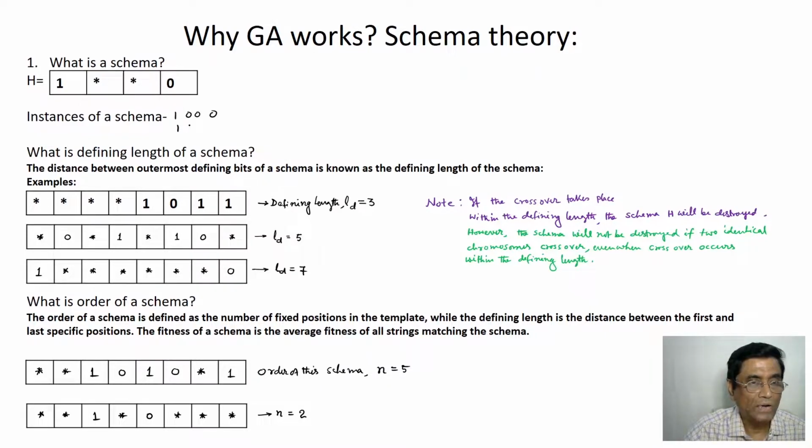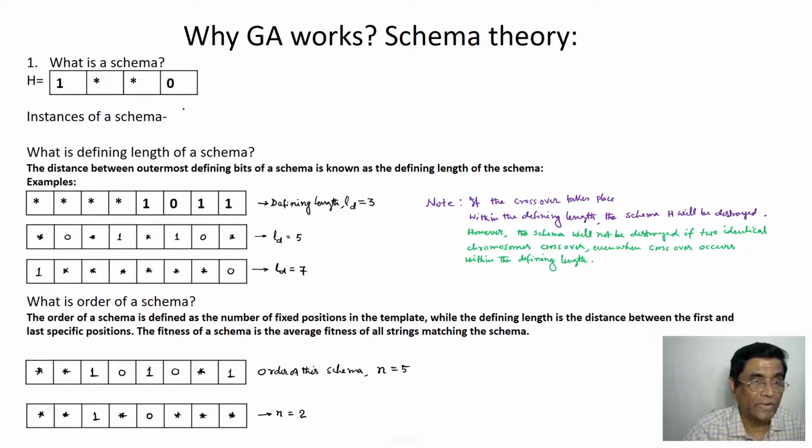1 0 0 0, 1 0 1 0, 1 1 0 0, 1 1 1 0. So this undefined bit can take these positions. This is basically a generalized or compact representation of chromosomes. Otherwise, with one schema, just putting these two, I could represent four chromosomes, right? So this is the advantage.